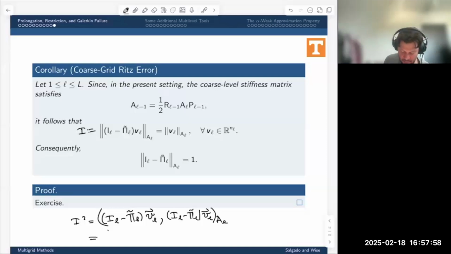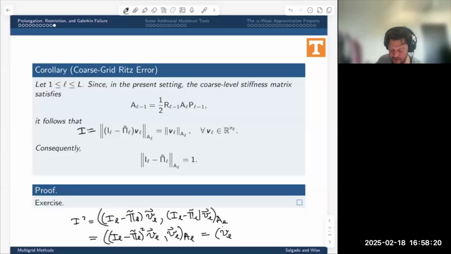And so what I get by throwing it to the other side is (I_L minus pi_L tilde) squared V_L, V_L in the A_L inner product. But I said in the last result that when I square this, it just gives me the identity. So what I have is V_L in the A_L inner product with V_L, which is just the A_L norm of V_L squared. That proves it by taking square roots.